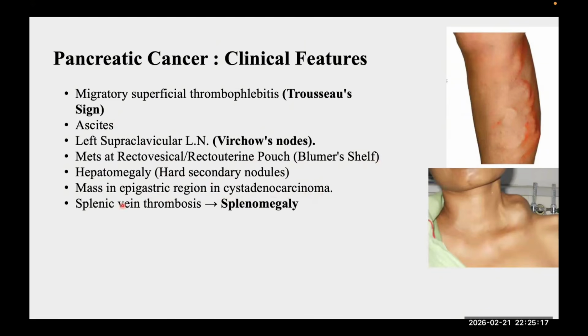And because you can see how the pancreas is very close to the spleen, and as I mentioned, it's a procoagulant state with lots of inflammation going on, this can inflame the splenic vein, causing splenic vein thrombosis, and this can cause splenomegaly because the spleen is not draining blood through its vein, so it will be enlarged.